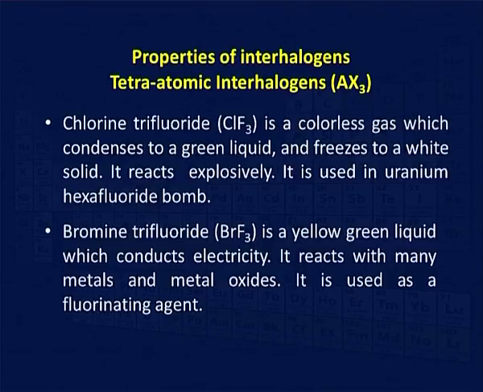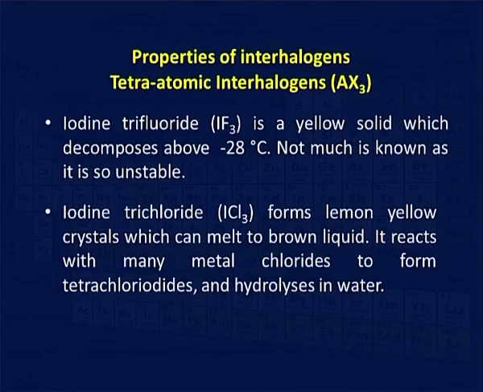Bromine trifluoride is a yellow green liquid which conducts electricity. It reacts with many metals and metal oxides, and is used as a fluorinating agent. The tetraatomic interhalogen iodine trifluoride is a yellow solid which decomposes above minus 28 degrees centigrade, and not much is known since it is an unstable species. Iodine trichloride forms lemon yellow crystals which melt to a brown liquid. It reacts with many metal chlorides to form tetrachloroiodide and hydrolyzes in water.